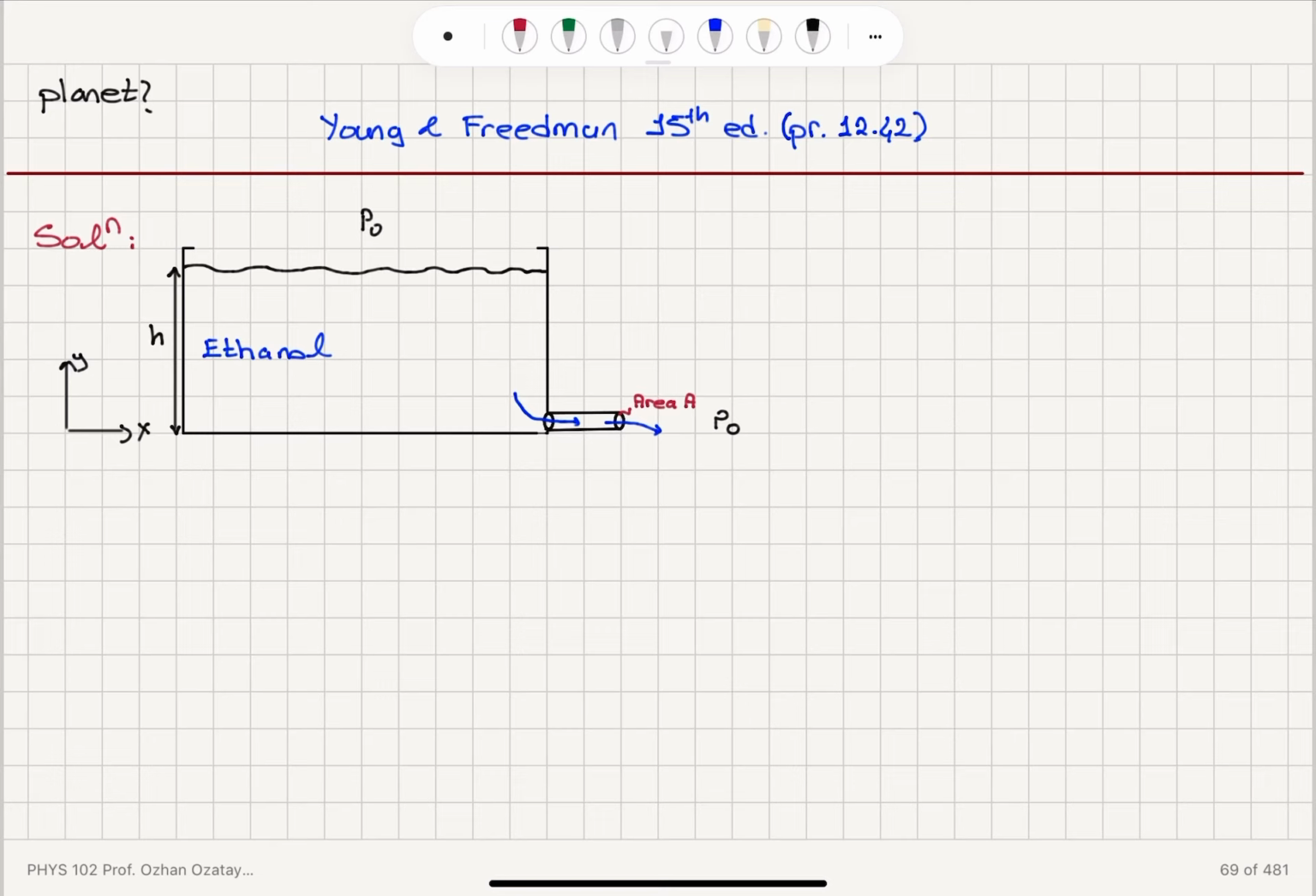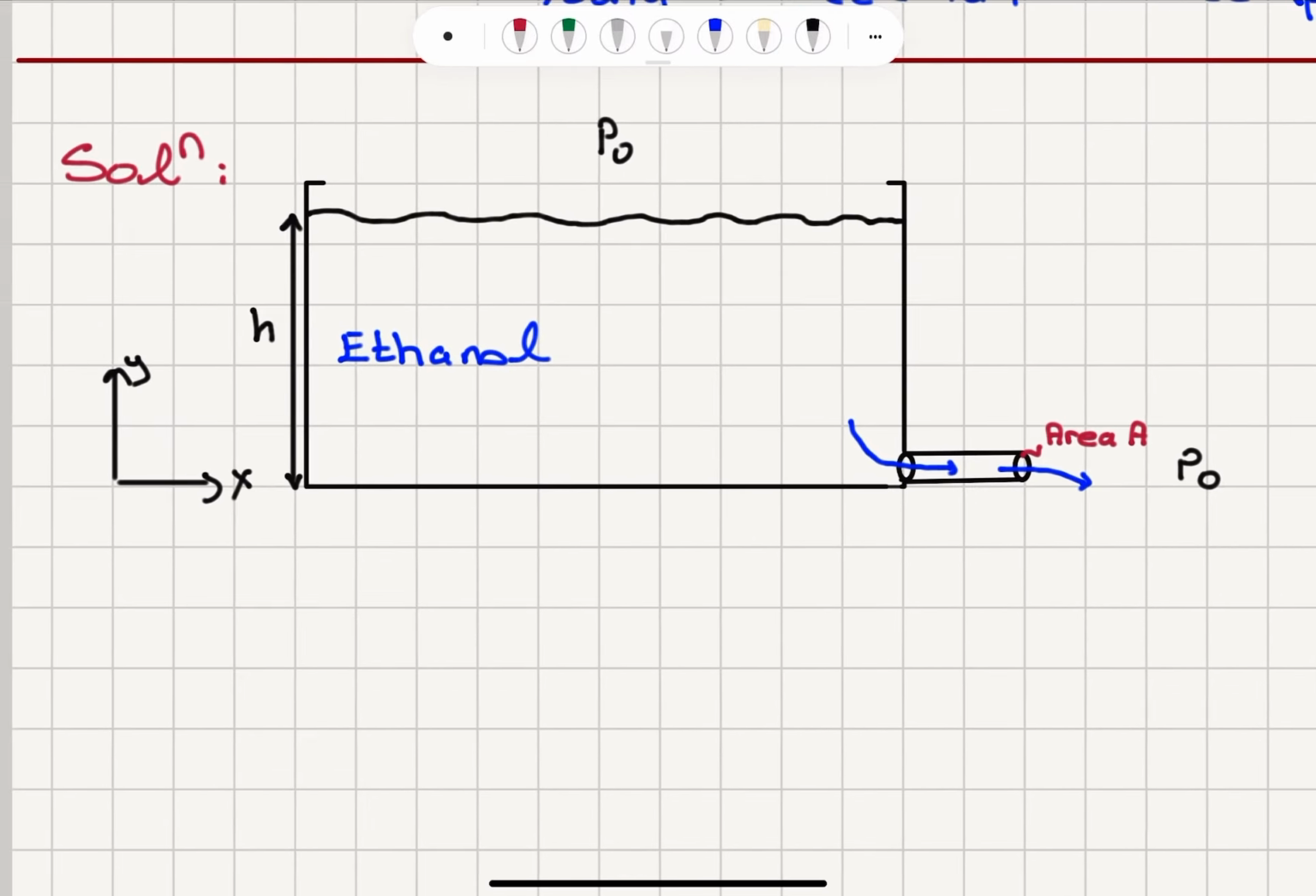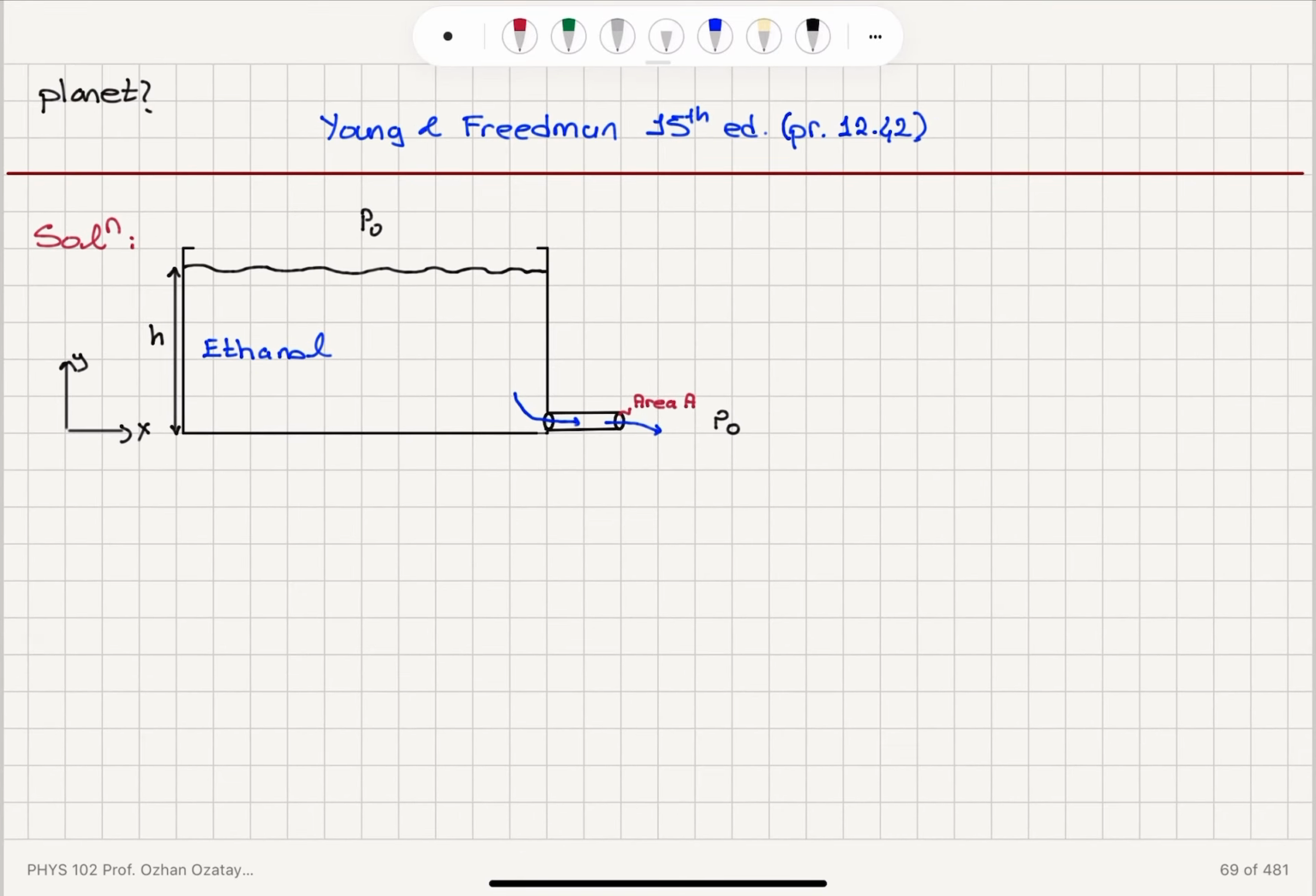Alright, so here is our very large tank which is open to atmosphere. It is filled with ethanol. We have a horizontal pipe just above the bottom surface of the tank, and it has cross-sectional area A. Ethanol flows through this pipe, and this pipe is also open to atmosphere, and this is our XY coordinate system. First of all, what is volume flow rate?